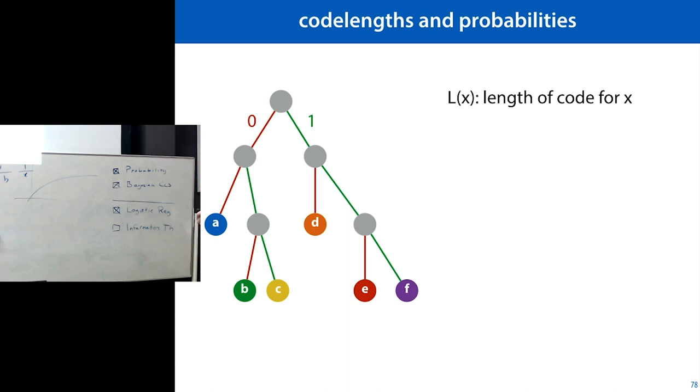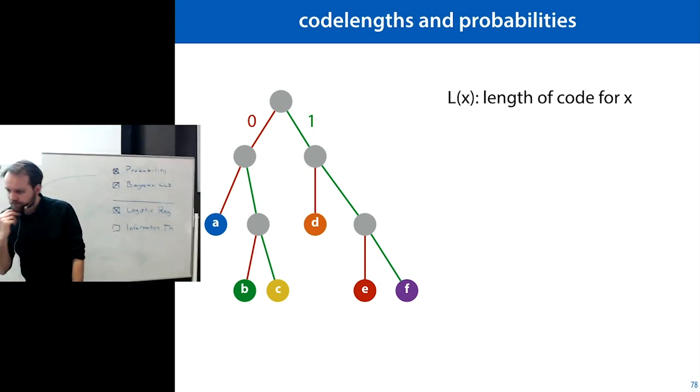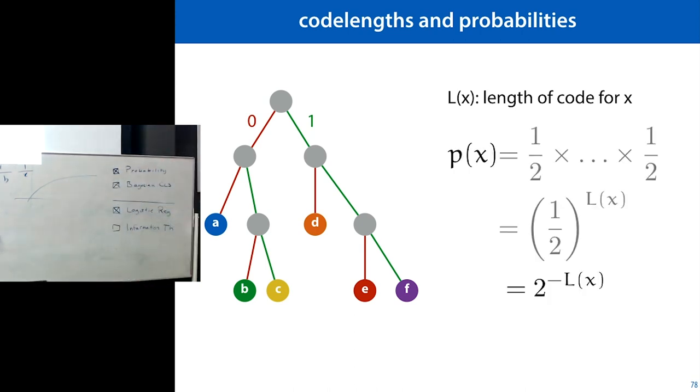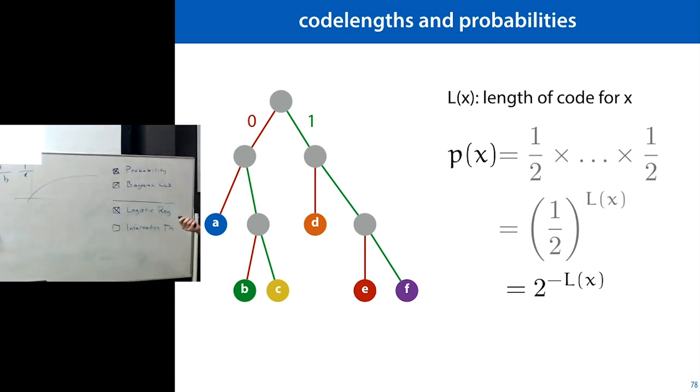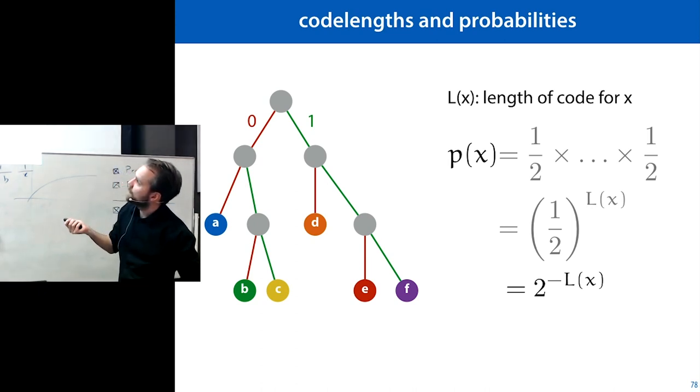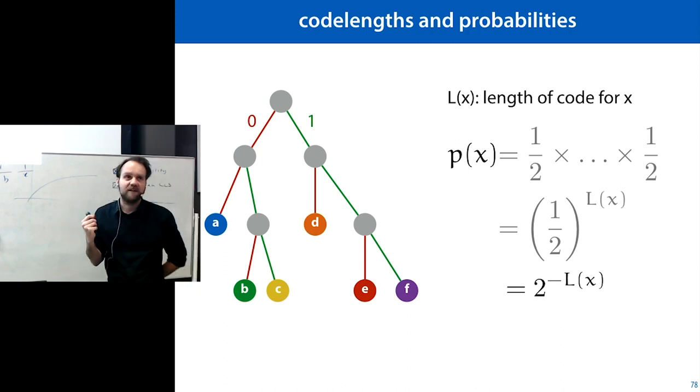And if we represent the length of the code word for X by capital L, then we see that the probability function that we've assigned to X is 2 to the power of minus L(x), because L is the length of the path from the root to the leaf. In order to get to that leaf, we have to flip the coin in the right way L(x) times, so that's 1/2 times 1/2, times 1/2 for L(x) times, so it's 1/2 to the power of L(x), which is 2 to the power of minus L(x). So this is the relation between the tree, the code that we have, and the resulting probability distribution.